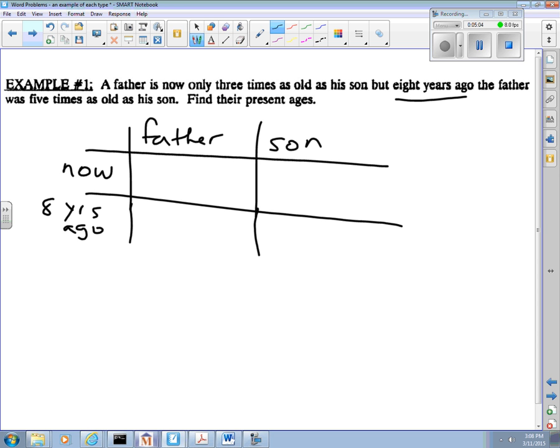Okay, once again, that first sentence tells me the relationship between father and son right now. Father is 3 times son. So the son's x, the father's 3x. Now, it doesn't matter what those numbers are, x and 3x. 8 years ago, they were 8 smaller. How do you say 8 smaller? You just minus 8 from the x and minus 8 from the 3x. So there is now an expression for their ages 8 years ago.